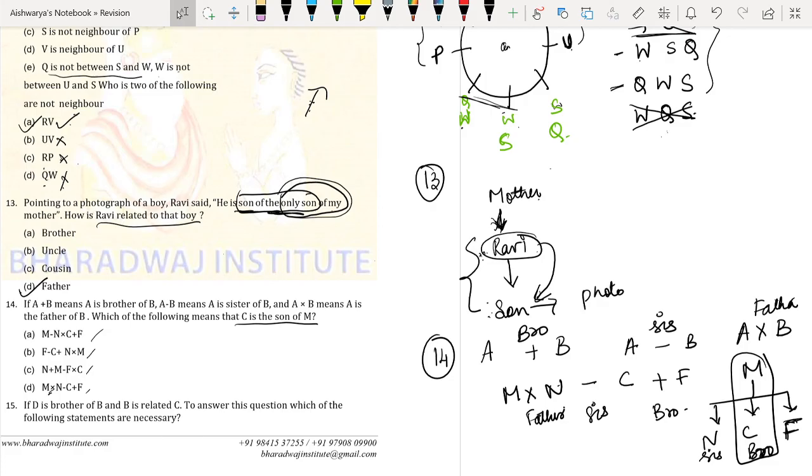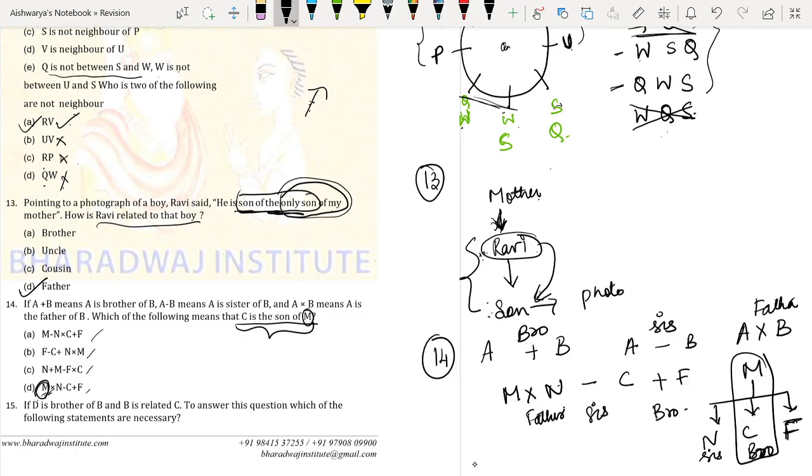Yes, I picked up this. Okay, why? Because I'll tell you why. Why I picked up option D is that C is the son of M, they have said. So M is the father, naturally, because the mother's information is not given here. So if M is the father, how should it look? It should start as M into C, or M into N.